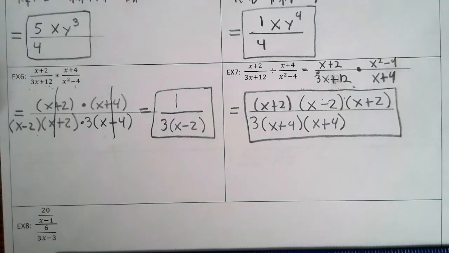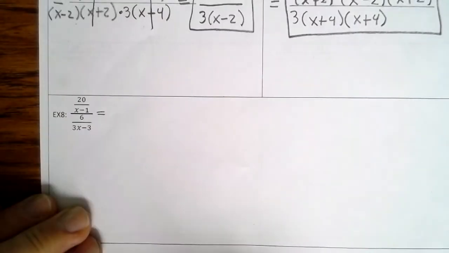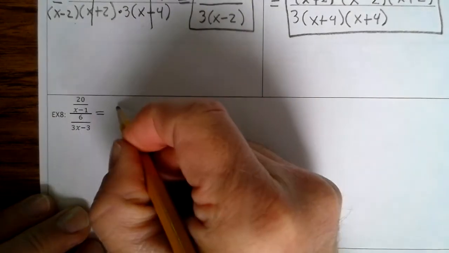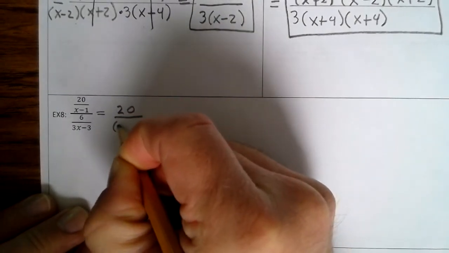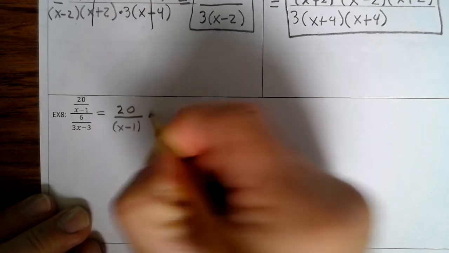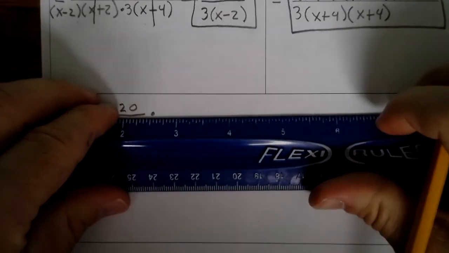All right, now let's take a look at example 8. Now, when you divide, you first rewrite as multiplication by the reciprocal, so that's 20 divided by x minus 1 times 3x minus 3 divided by 6.